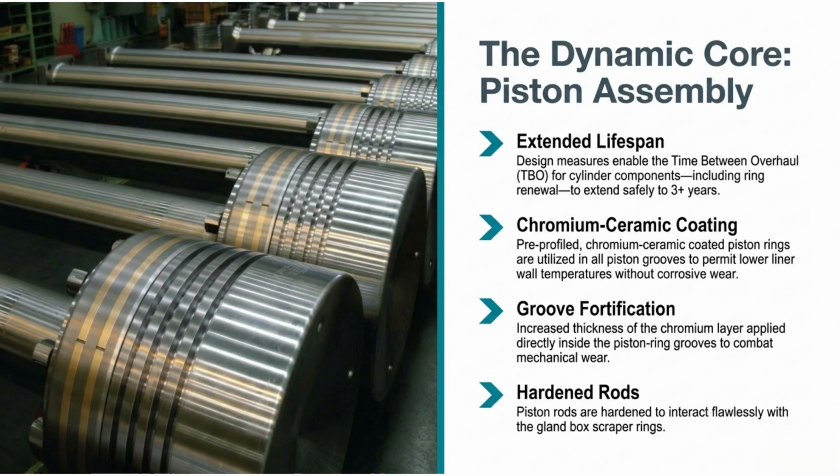Next, we look at the dynamic core, the piston assembly. Modern design measures have extended the time between overhaul for cylinder components, including ring renewal, to safely exceed 3 years. We utilize pre-profiled chromium-ceramic coated piston rings in all grooves, which permits lower liner wall temperatures without corrosive wear. Furthermore, the thickness of the chromium layer applied directly inside the piston ring grooves is increased to combat mechanical wear. You will also note the piston rods are hardened to interact flawlessly with the gland box scraper rings.